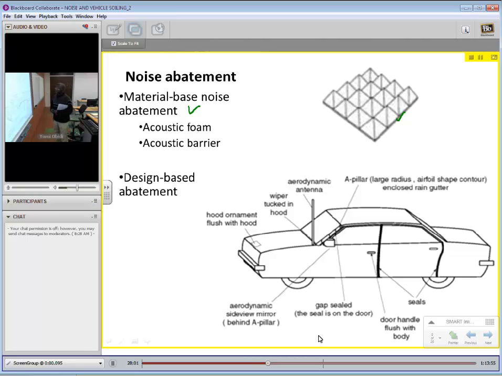So that's one of the ways to improve noise from design-based. Aerodynamic antenna. Well, one of the good things that has been done is many cars don't even have the antenna showing anymore. Some don't even have the antenna, but there's still some, not many, that have antenna.